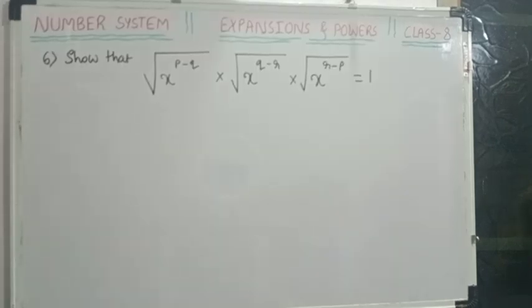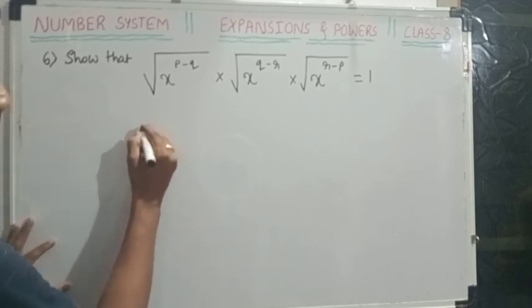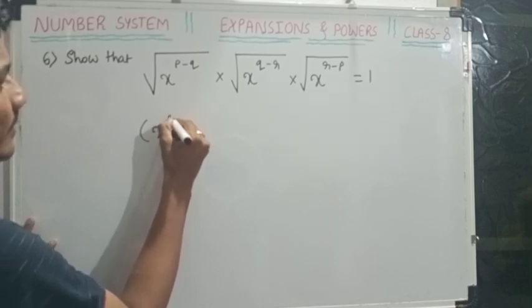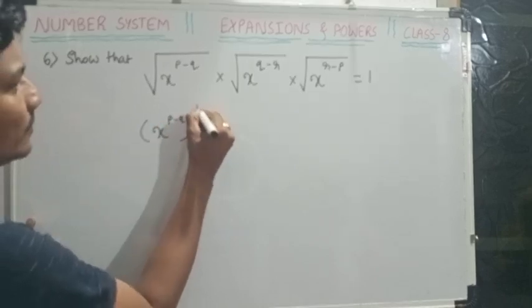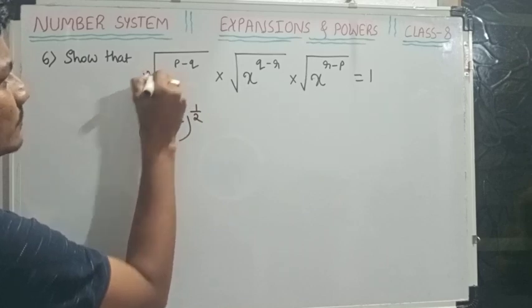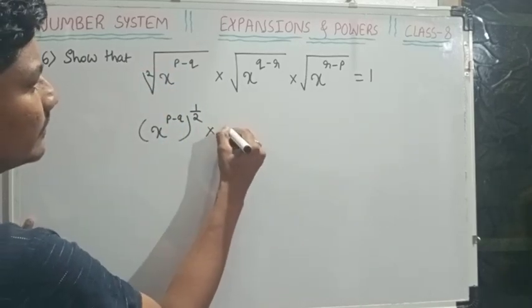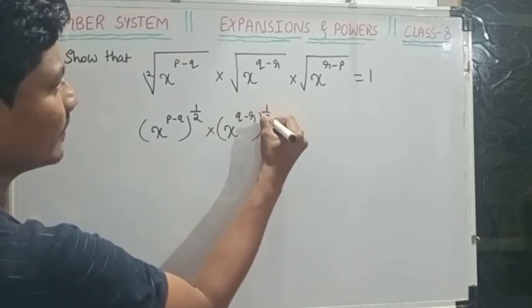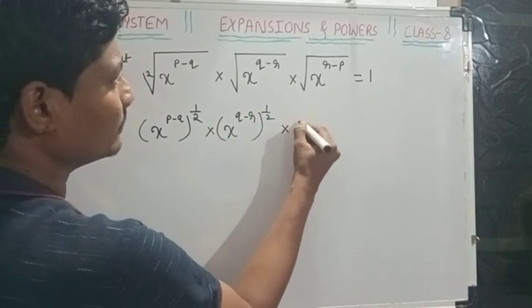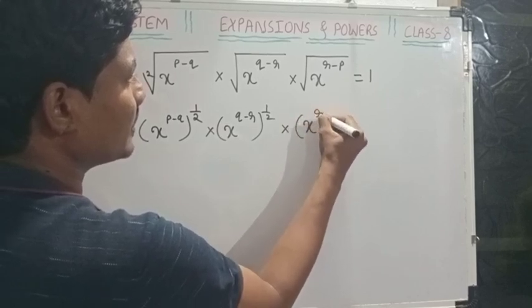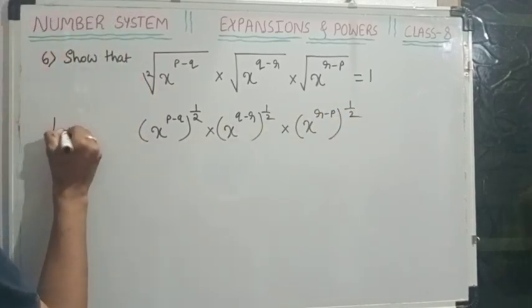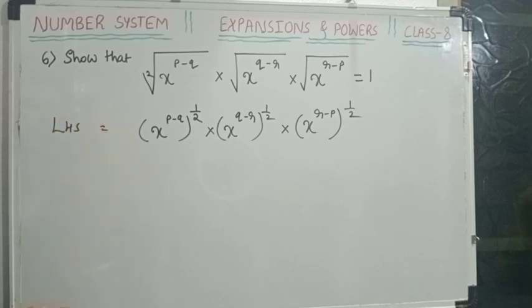Here we go with the next question. Show that square root of x to the power p minus q into square root of x to the power q minus r into square root of x to the power r minus p is equal to 1. I'll take the left hand side. When I remove the square root, it takes the power 1 by 2. Similarly, x to the power q minus r takes the power 1 by 2, into x to the power r minus p, which takes the power 1 by 2. This is the LHS, left hand side.